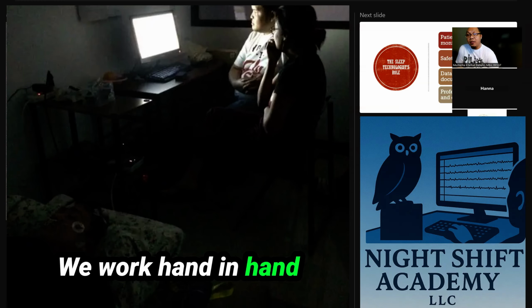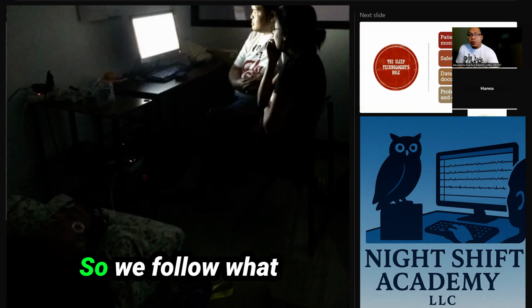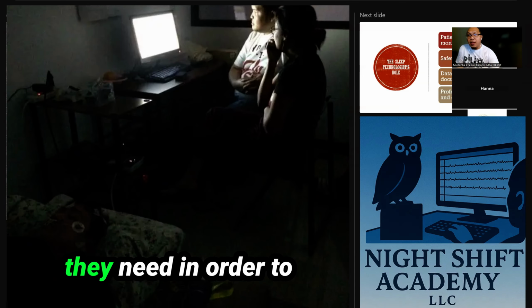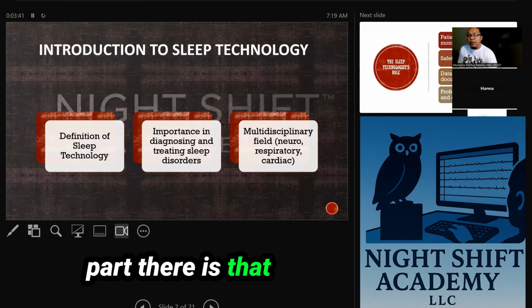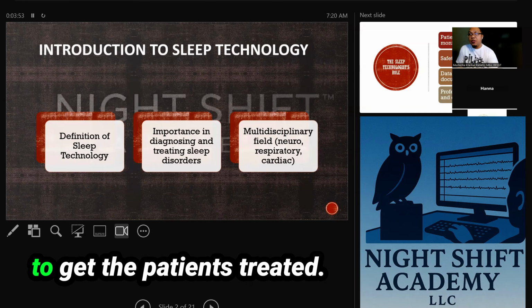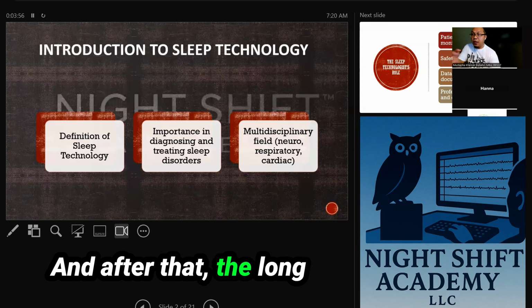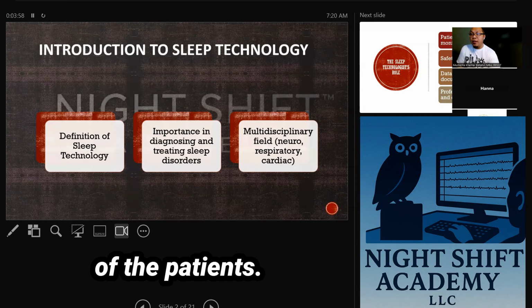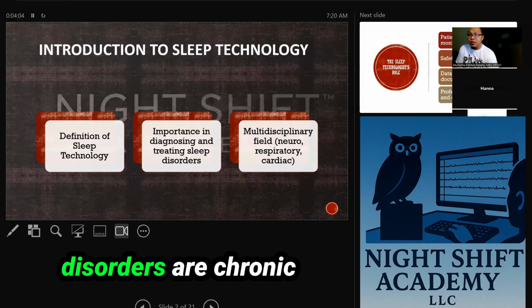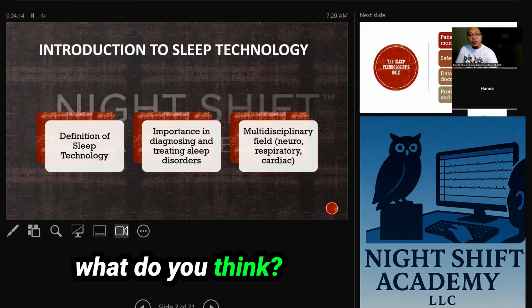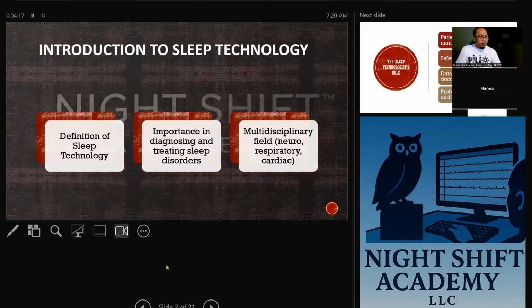We work hand in hand with the sleep specialists, so we follow what they need in order to address the patients. But the most important part is that we're enabling the sleep specialist in conducting what's needed for the patients to get diagnosed, to get treated. And after that, the long-term clinical management of the patients, because most of the sleep disorders are chronic. What do you think? Chronic. Absolutely.